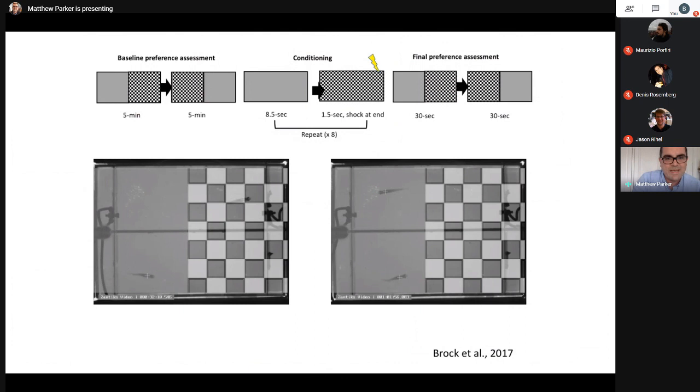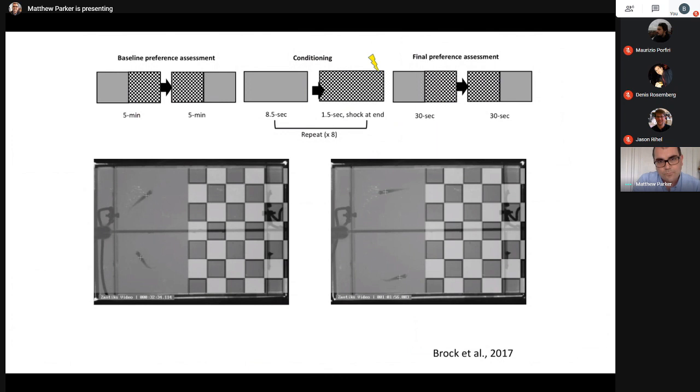So in the initial part of this study, in the baseline, you can see the two fish swimming around there. This is slightly sped up, so it looks a bit peculiar, but that's what happens at baseline. So they swim around for 5 minutes. After 5 minutes, the check will move from one side to the other, and then we assess how long the fish spends over the check or the grey stimulus in order to get a kind of baseline assessment.